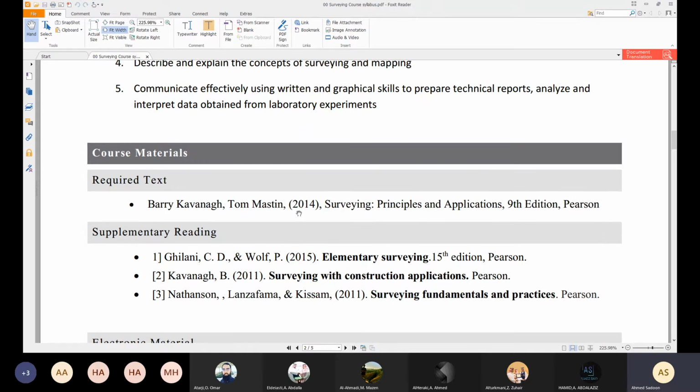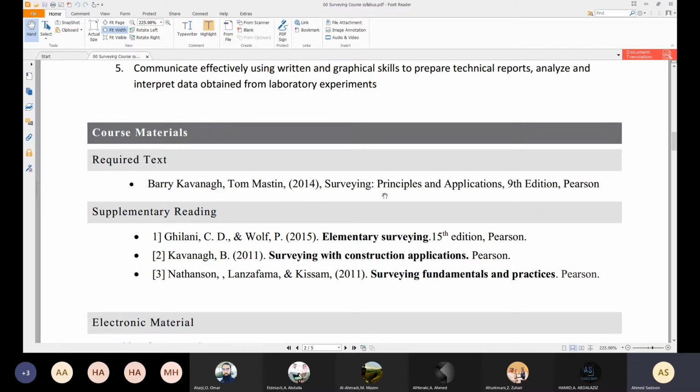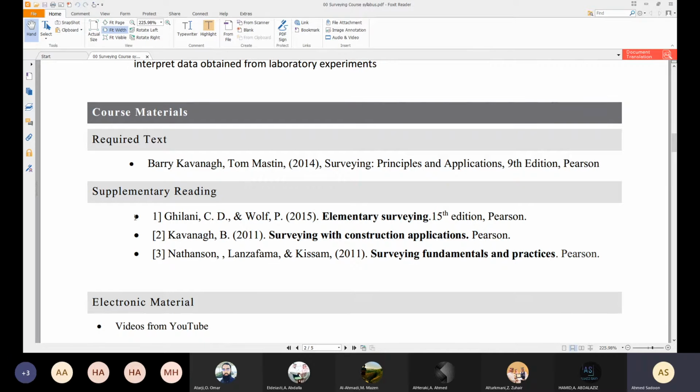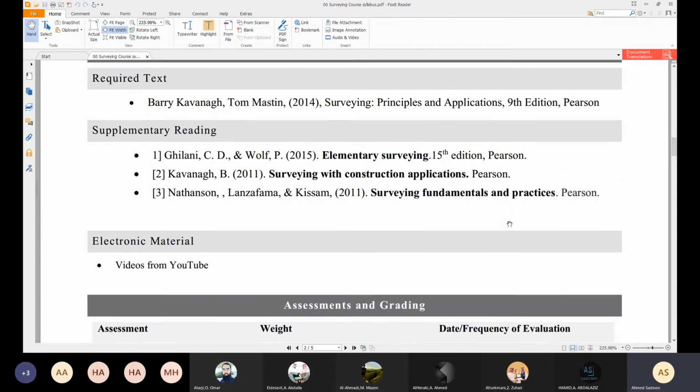Regarding the textbook for this course, we are going to use Barry Kavanagh and Tom Mason. It's a very good book. It's called Surveying Principles and Applications, the 9th edition by Pearson. If you want to expand your horizon and get more details, you can also go through these books here. We have supplementary reading; you can try to read this book if you want more details.